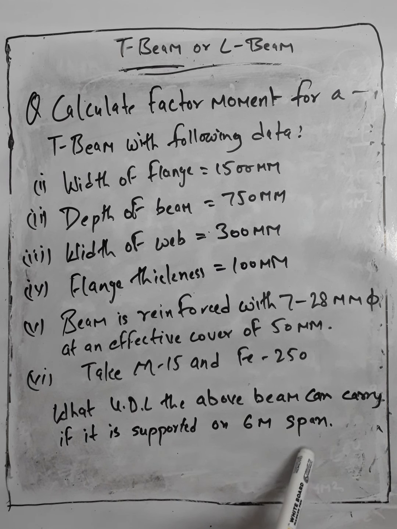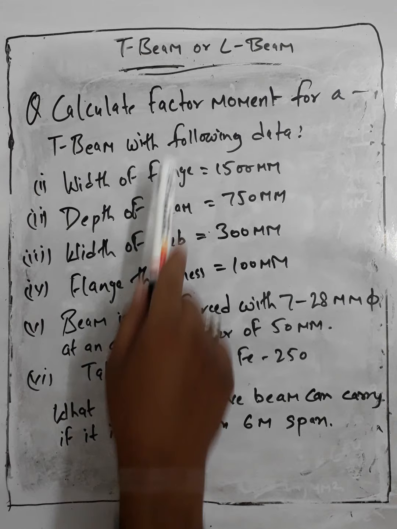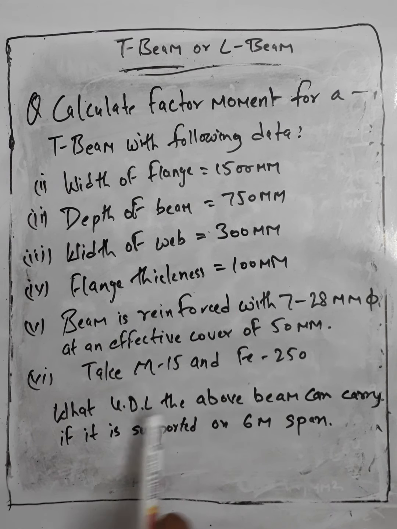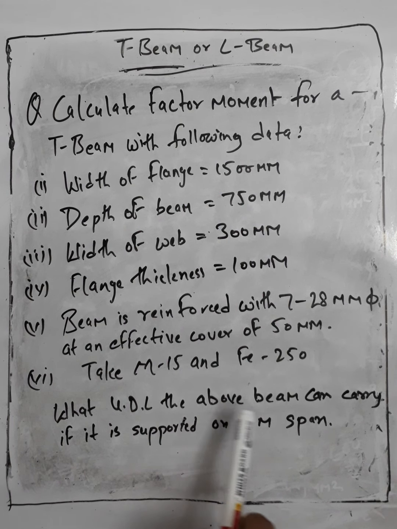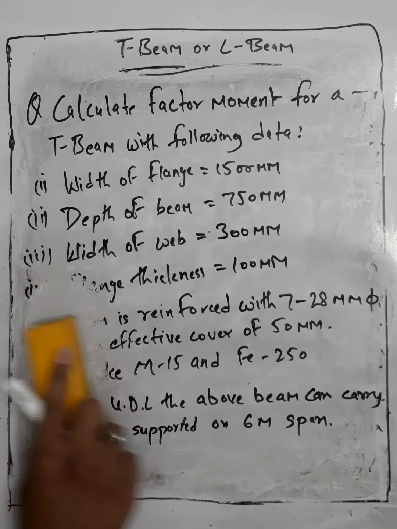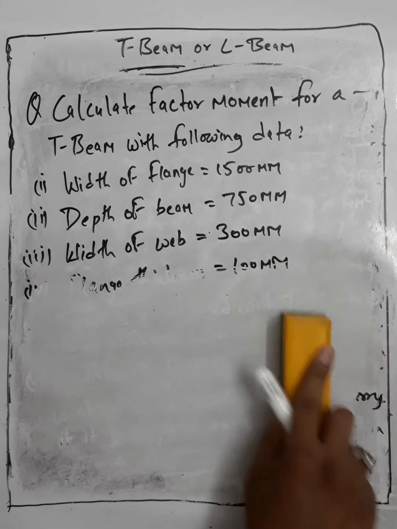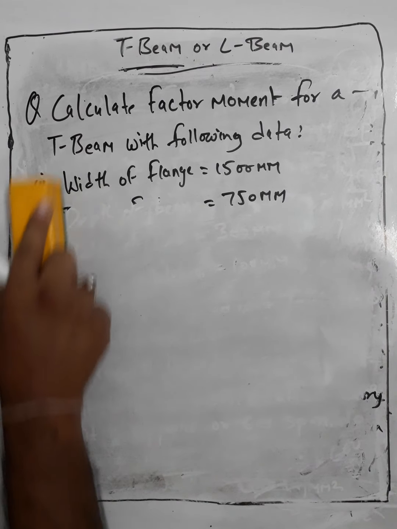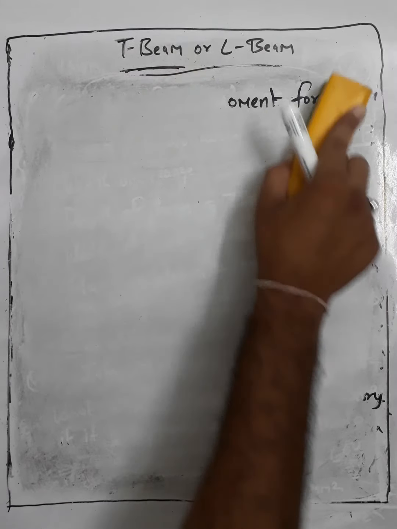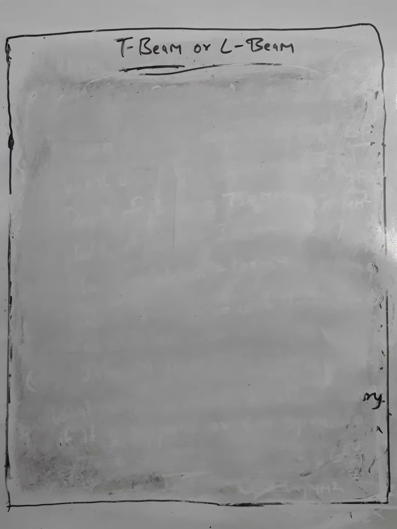Now the second question: what UDL can the above beam carry if it is supported on a 6 meter span? Means first we have to find the factored moment. After finding the factored moment, we have to find the load carried by the beam of 6 meter span. So here we have to solve for moment of resistance and load. First we write what is given in our problem. So let's begin the solution.